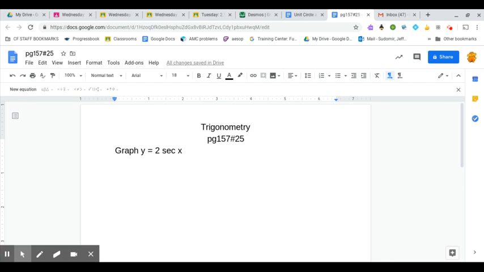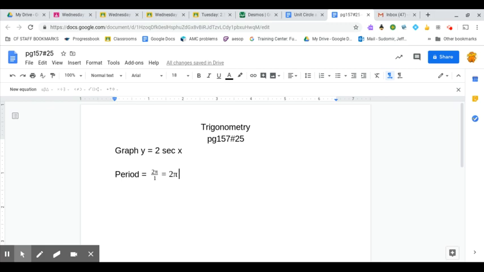Now, since secant is the reciprocal of cosine, we find the period the same way as we find the period of the cosine, which is to do 2 pi over the omega value. Remember that omega is the coefficient in front of the x. And that means that in this case, the period is 2 pi over 1, or just 2 pi.